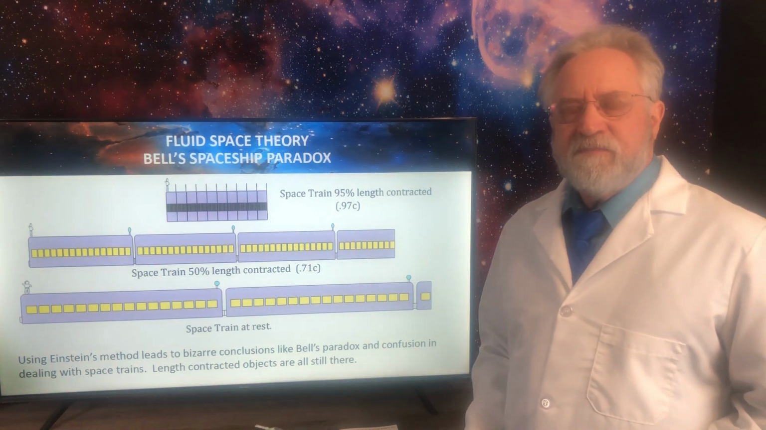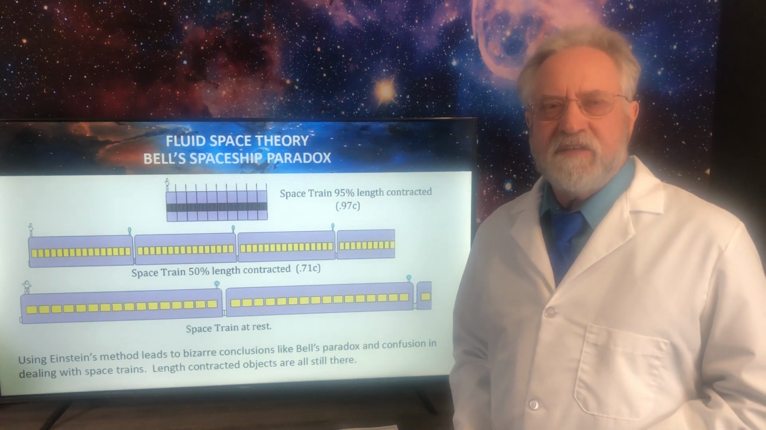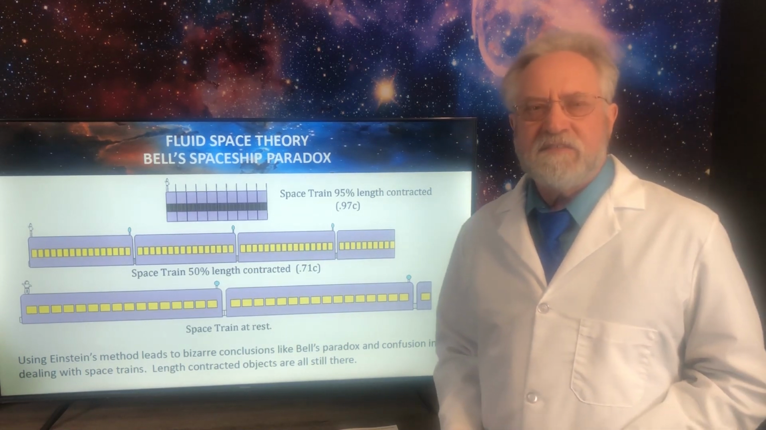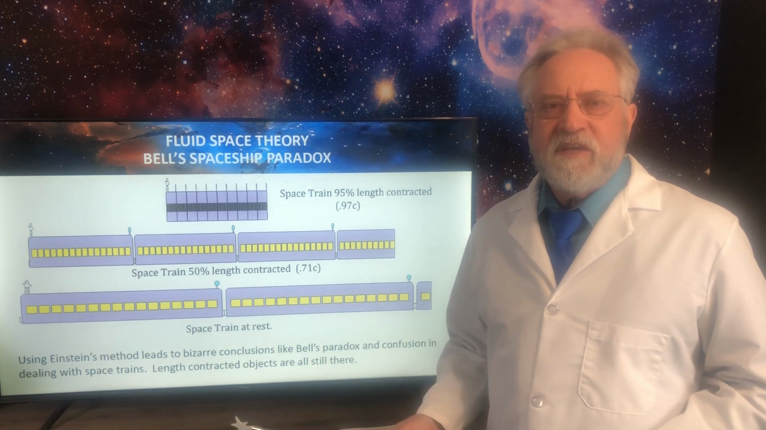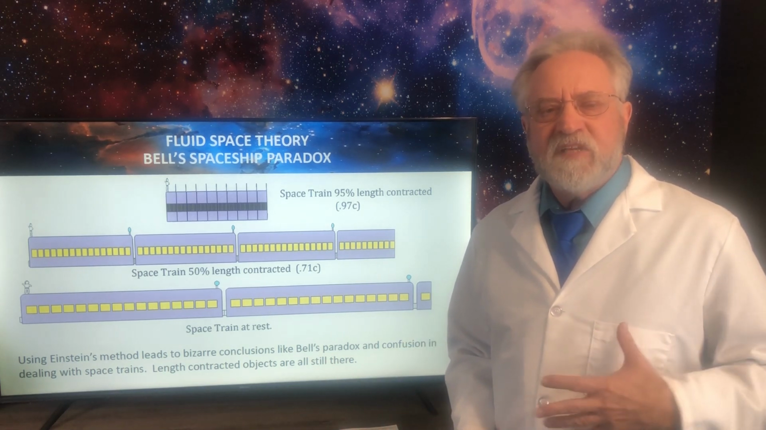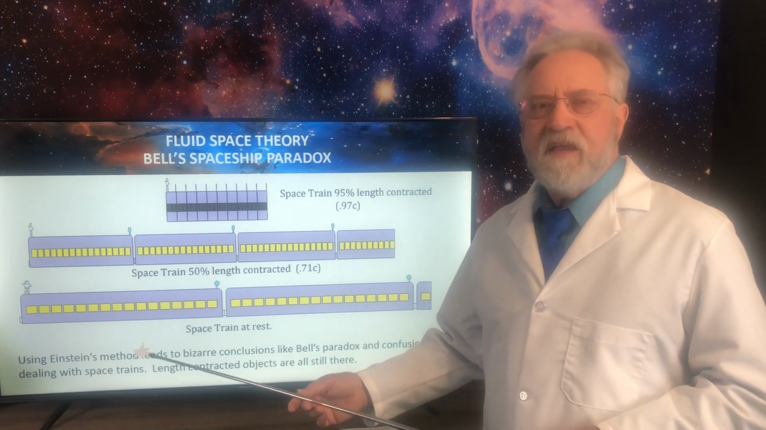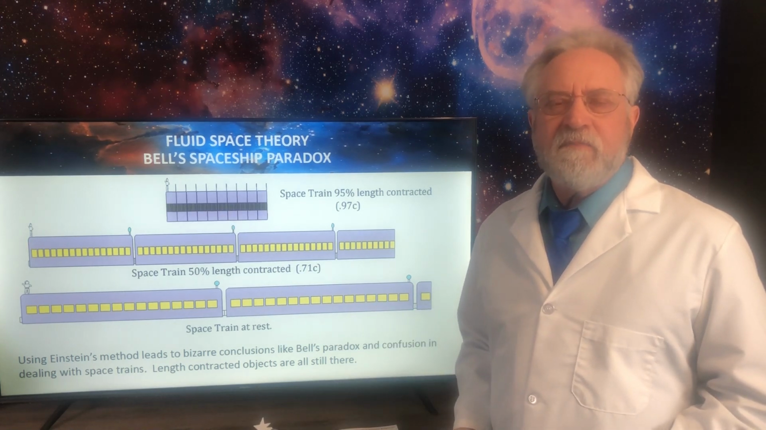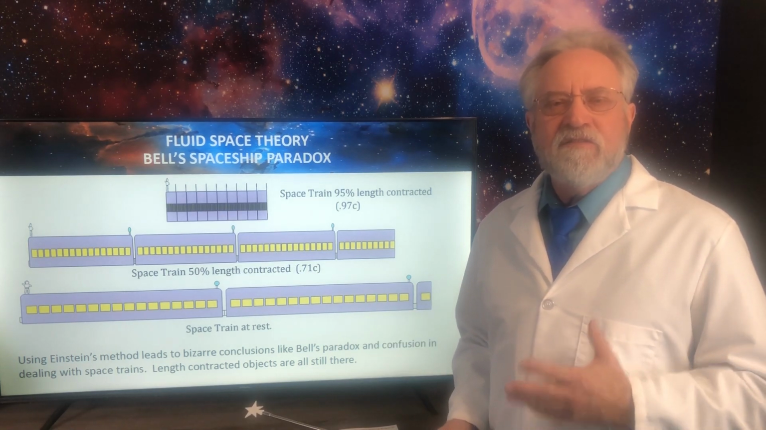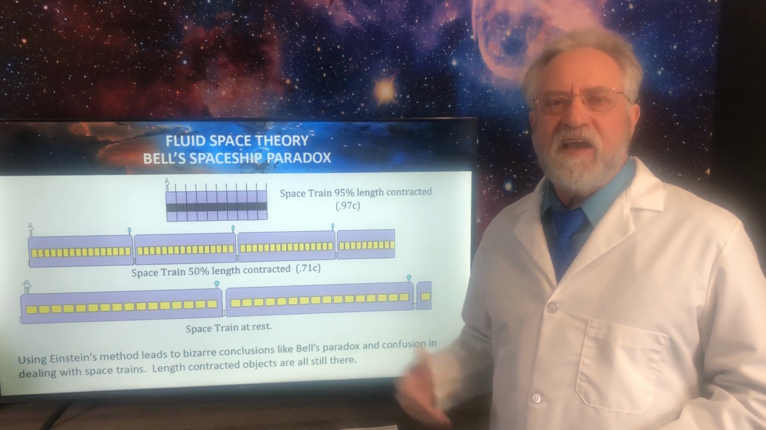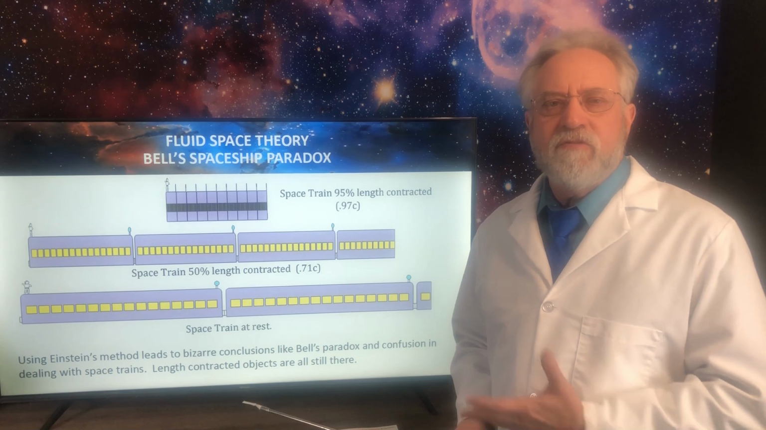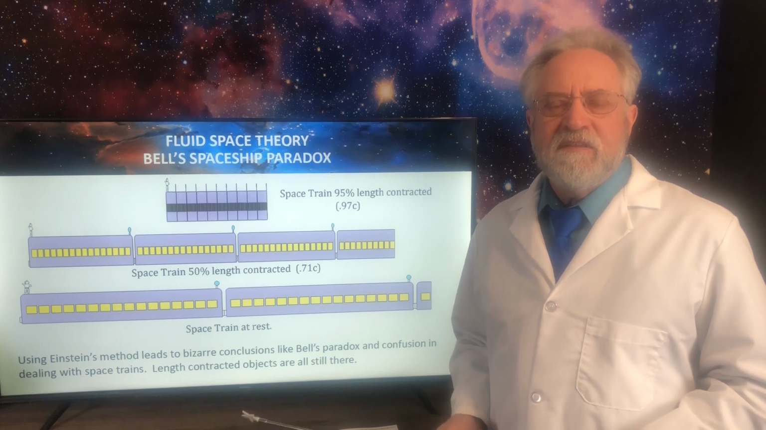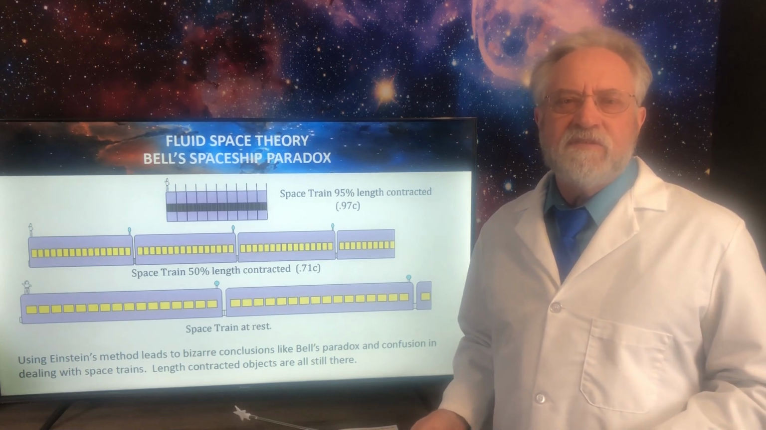So using Einstein's method of applying the transformations only to material bodies leads to some rather bizarre things, especially when you start talking about space trains. You get these concepts that the tail of the train has to travel faster than the nose for the length contraction to happen. Well, that's not true. Minkowski said those displacements come with the transformation. And in fact, the train is all still there, and if you were riding on the train, you wouldn't notice any length contraction, and you wouldn't notice that the tail had to be moving faster than the nose.